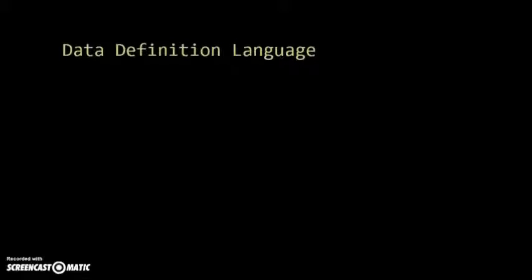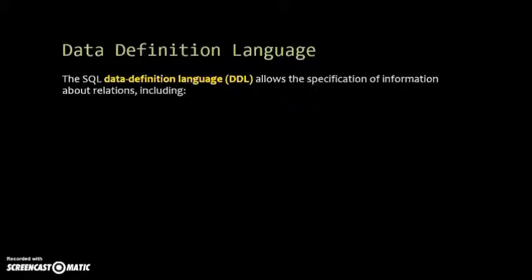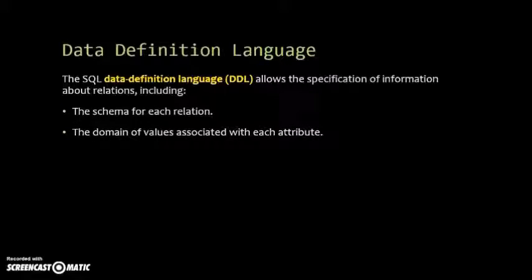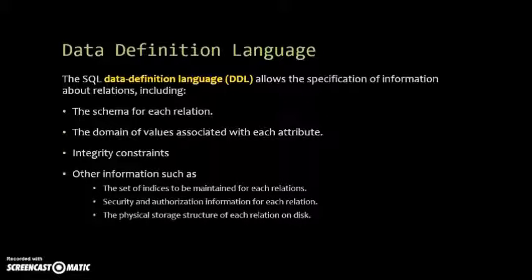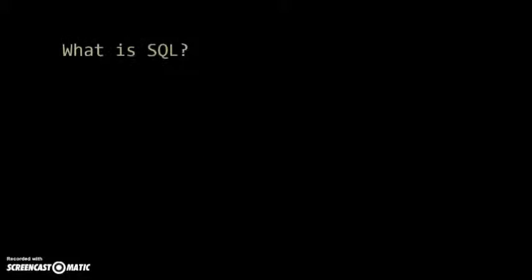Data Definition Language. The SQL Data Definition Language, or DDL, allows the specification of information about relations, including the schema for each relation, the domain values associated with each attribute, integrity constraints, and other information such as the set of indices to be maintained for each relation, security and authorization information for each relation, and the physical storage structure for each relation on disk. So what is SQL?